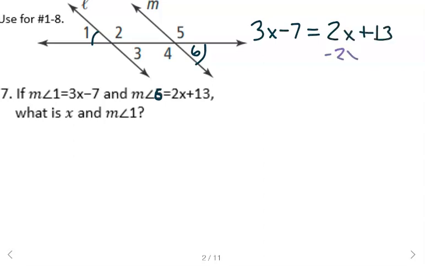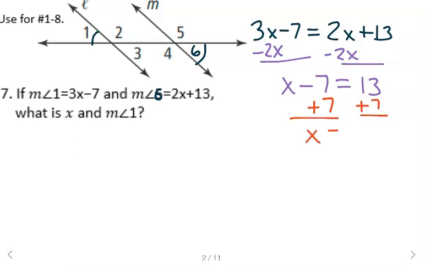Get the x's on one side, constants on the other side, and we'll divide by any coefficient if we see one. So subtract 2x, you get x, and then add 7, you get 20. So x is 20. That's part of what we wanted to find. We want to find the value of x. And then we also want to find the measure of angle 1.